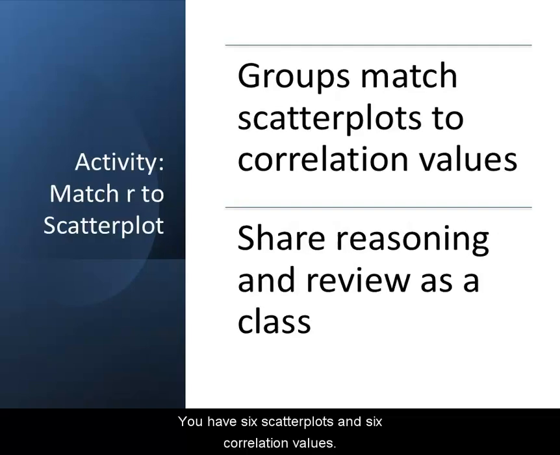You have 6 scatterplots and 6 correlation values. In small groups, match the R values to the graphs. Think about strength and direction. Respond in the class discussion. Stop the video for each of the next 6 slides. Record and explain your thoughts.